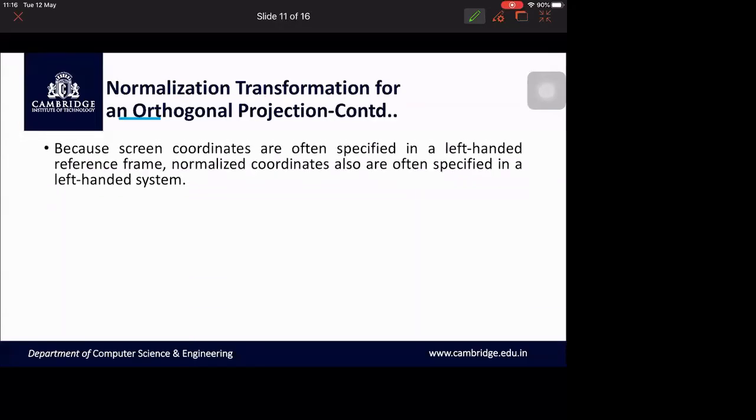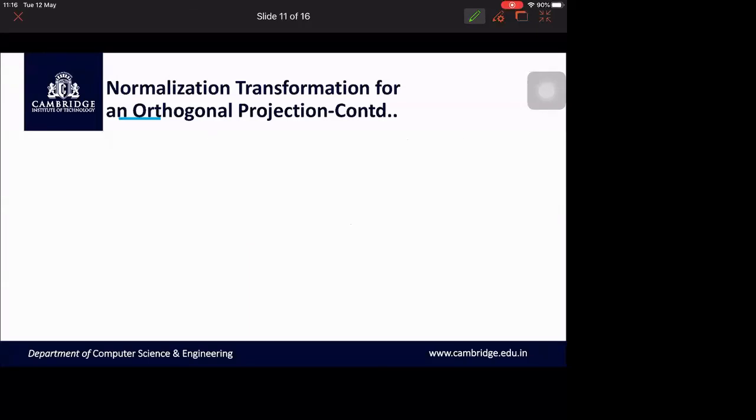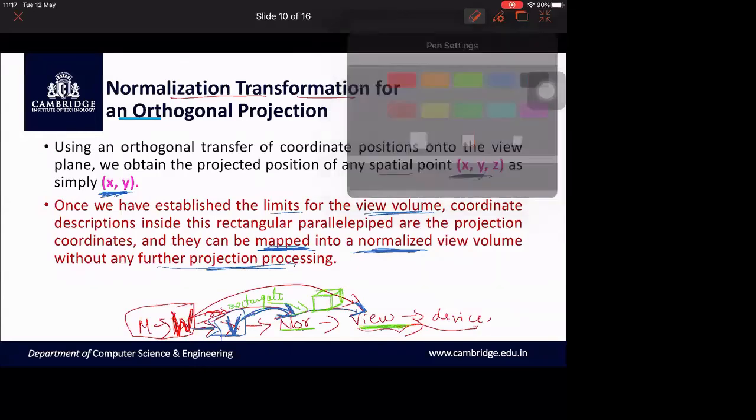So now, before doing that conversion, we have a slight problem. What is that problem? The problem is our viewport, this, okay, here. Let me erase.